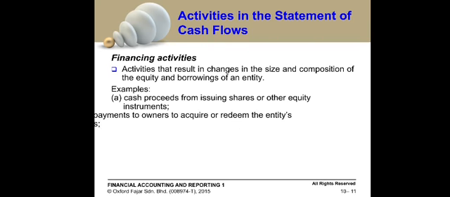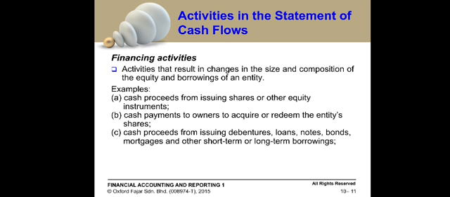Okay, so cash also is used by a company to do financing activities. Financing activities are activities that result in changes in the size and composition of the equity and borrowings of an entity. So most of the time, activities related to financing can be seen in the balance sheet, specifically in the section of liabilities and equity, because these activities are related to the composition of equity and borrowings of an entity.